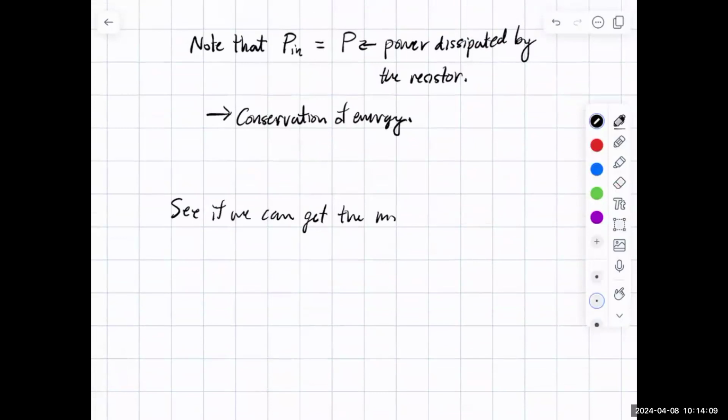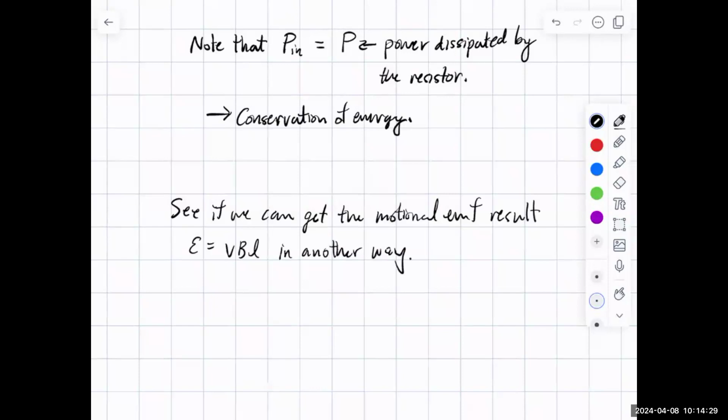the motional EMF result. And let me remind you, it was the induced EMF was vBL, and we're going to try to get this in another way.